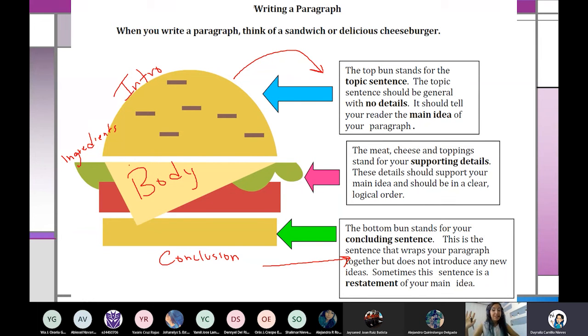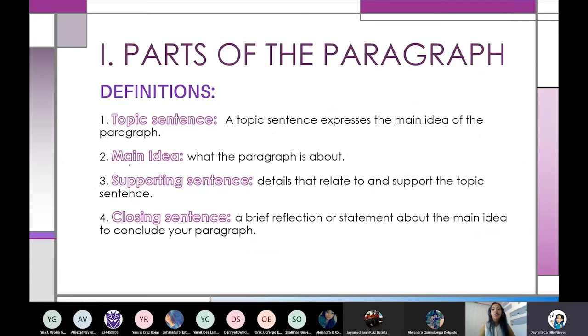I'm going to post this presentation on the Teams today. So next, I'm going to show you here the definitions. So here are the definitions, parts of the paragraph. Topic sentence: the sentence that expresses the main idea, what the paragraph is about. Supporting sentences: details that support the topic, that help the topic. Number 4, closing sentence: a brief reflection or statement about the main idea to close your paragraph.